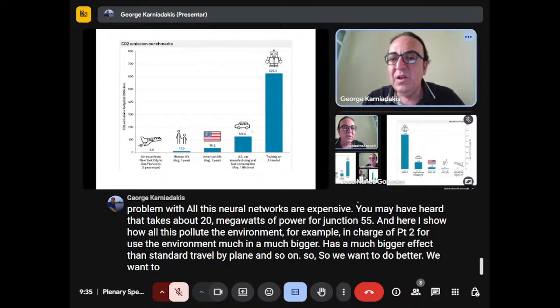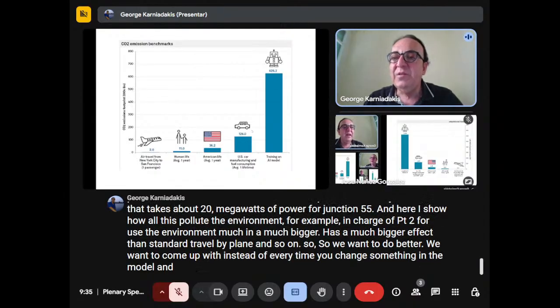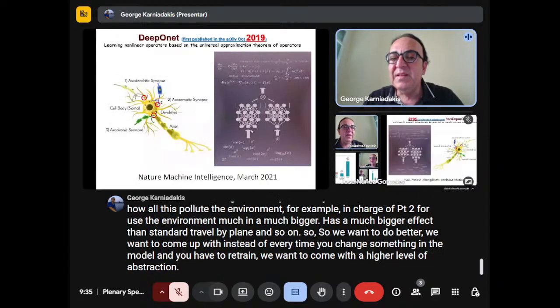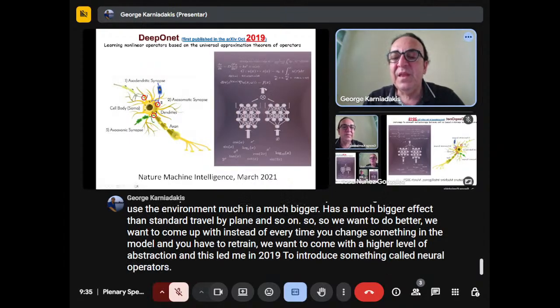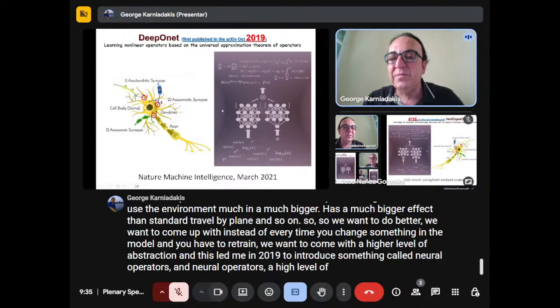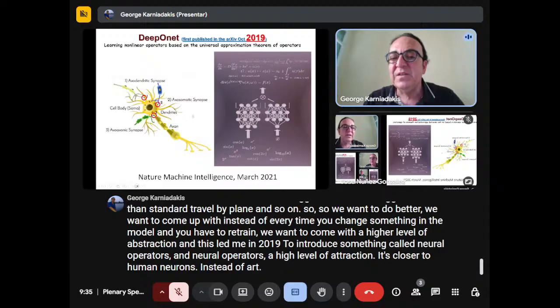Instead of every time you change something in the model having to retrain, we want to come up with a higher level of abstraction. And this led me in 2019 to introduce something called neural operators. And neural operators is a high level of abstraction. It's closer to human neurons instead of artificial neurons.